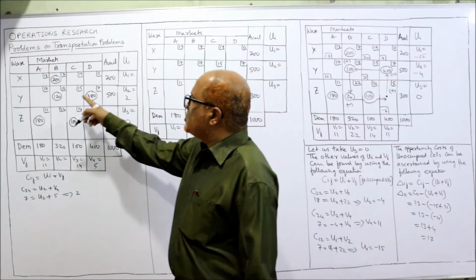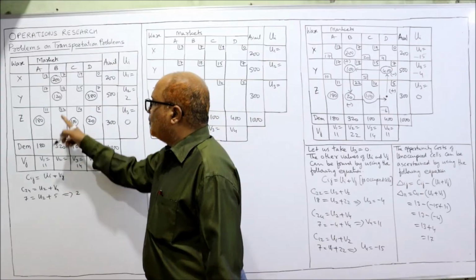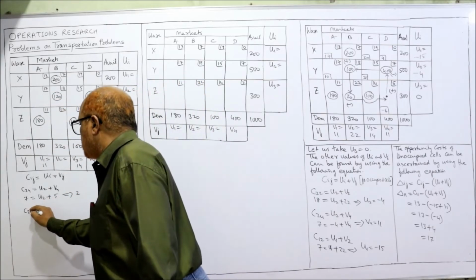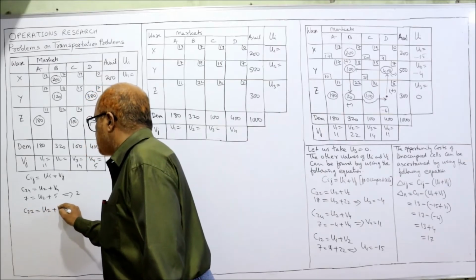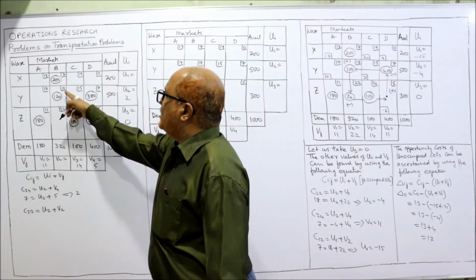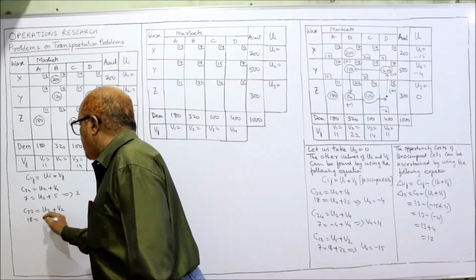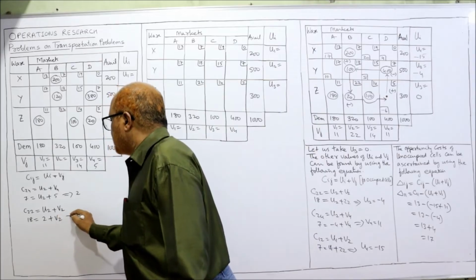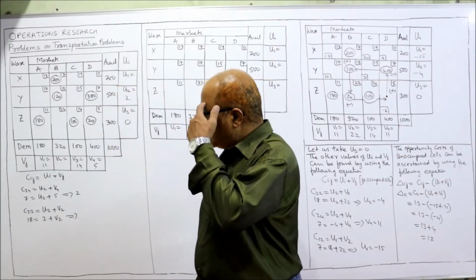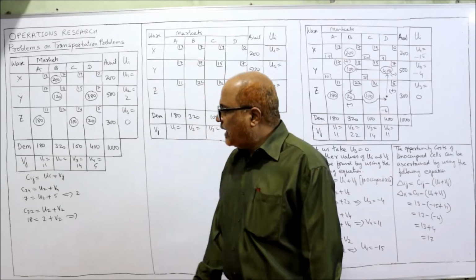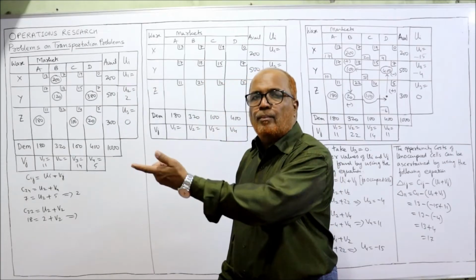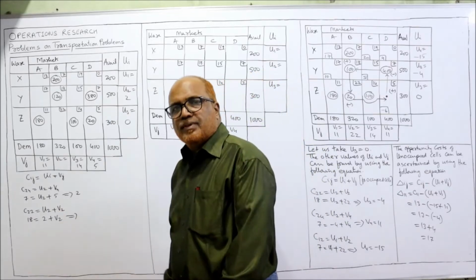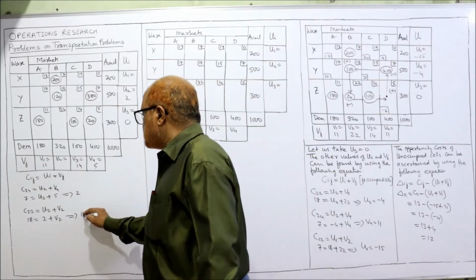Right? Now we'll make use of this cell to find out the value of V2. What is the location? 2, 2. C22. C22 is equal to U2 plus V2. How much is C22 here? 18 is equal to U2, U2 is 2, plus V2. So we got V2 value. Take this 2 to the LHS. So 18 minus 2. Plus will become minus if we take it to LHS. So 16. 18 minus 2? 16. So V2 is equal to 16.